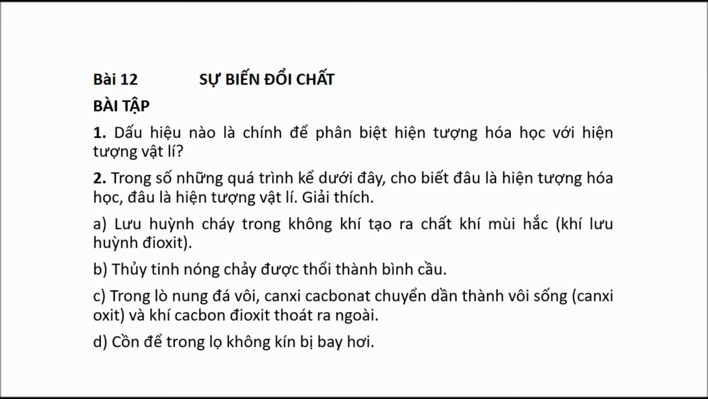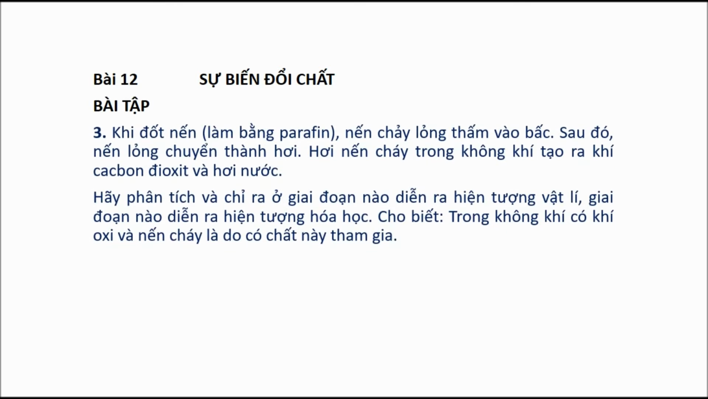C. In the limestone kiln, calcium carbonate gradually changes into quicklime, calcium oxide, and carbon dioxide releasing outside. D. Alcohol in the open bottle evaporates. 3. When a candle made of paraffin is lit, it melts and penetrates into the wick. Then the liquid paraffin changes into vapor. Paraffin vapor burns in the air to form carbon dioxide and water vapor.